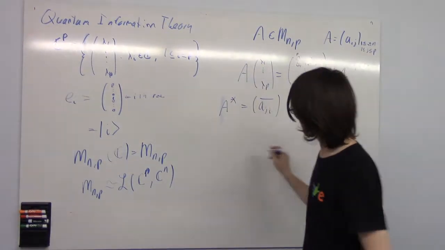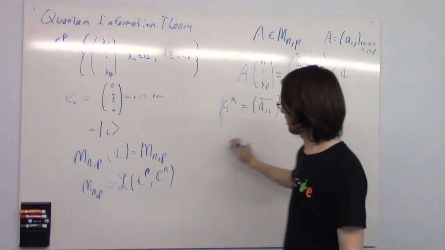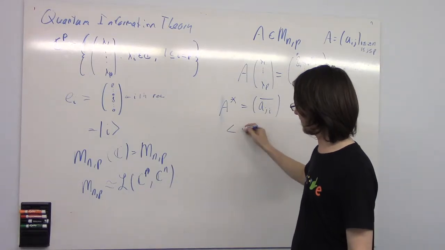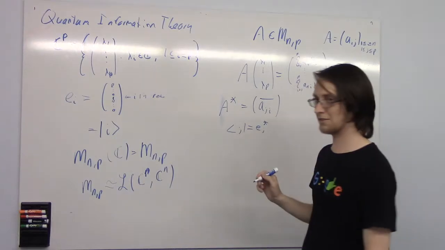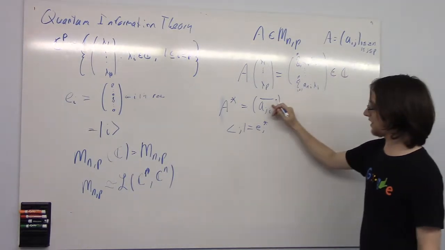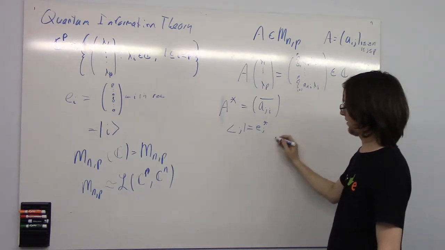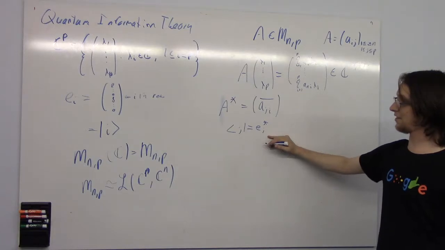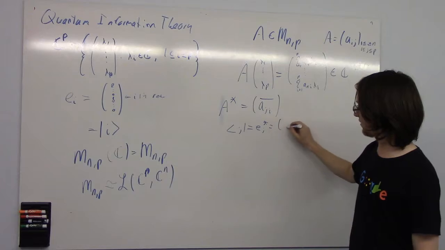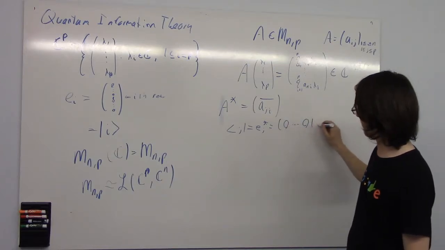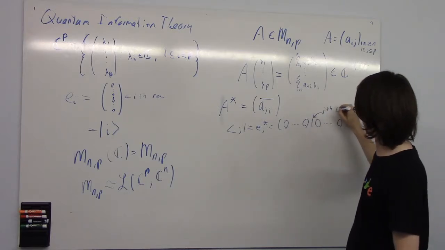Okay, and so here we had ket i. We're going to say bra j, this is going to be e_j star. So if we look at this, e_j star, where e_j had rows, this is just a row, this is 0, 0, 1, 0, 0, where the 1 is in the jth position.